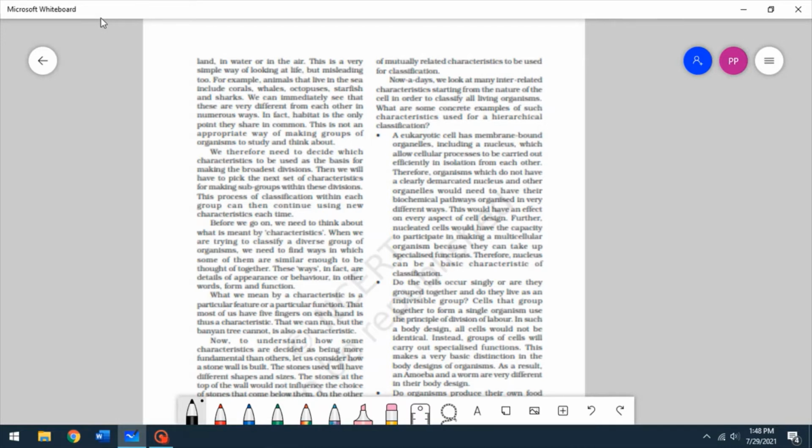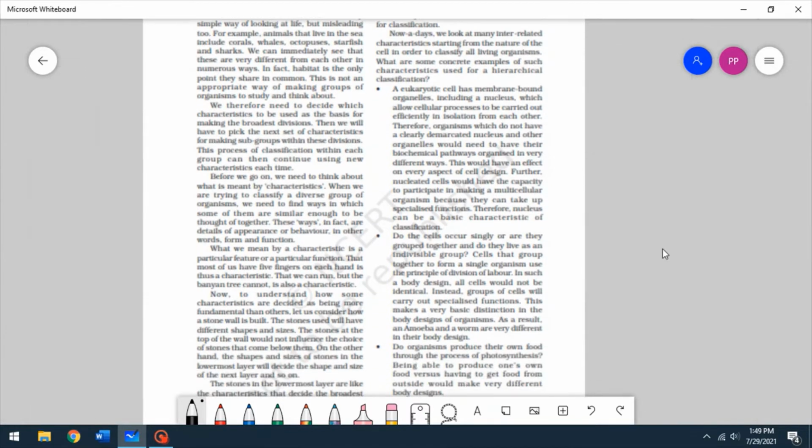So habitat is the only point that they share in common, all these animals, right? This is not an appropriate way of making groups of organisms to study and think about. That is why we need to decide on which basis we will classify organisms, right? We have to pick the next set of characteristics for making subgroups within this division. So we pick the broadest division, and then we keep subdividing it based on more detailed characteristics. All right. The process of classification, within which each group can then continue to use new characteristics each time, that will be the best way.